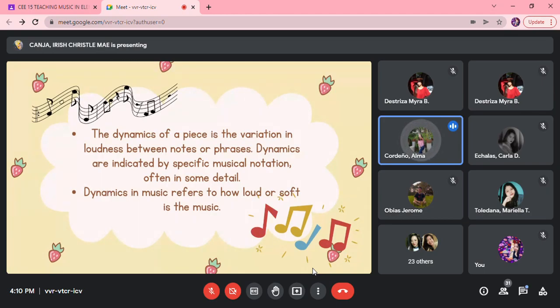The dynamics of a piece is a variation in loudness between notes or phrases. Dynamics are indicated by specific musical notation, often in some detail. Dynamics in music refers to how loud or soft the music is.